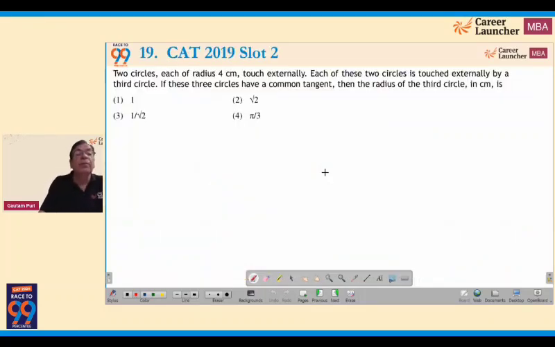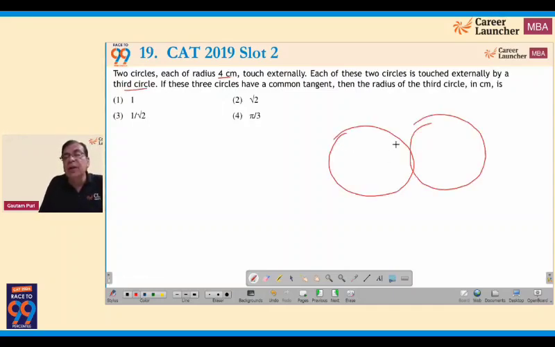Look at this particular question. 2 circles, each of radius 4 centimeters, touch externally. Each of the 2 circles is touched externally by a third circle. So 2 circles touch each other externally, and they are touched by a third circle. Each of the 3 circles has a common tangent. Now the question is, where do I put the common tangents?